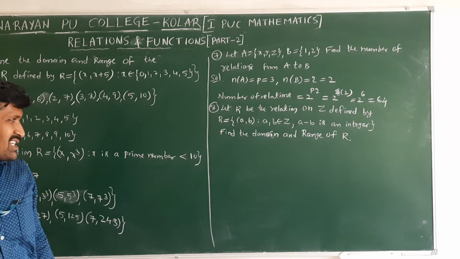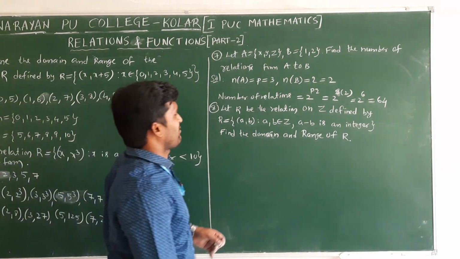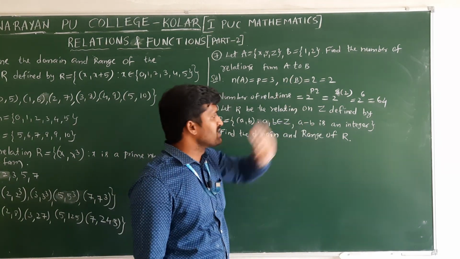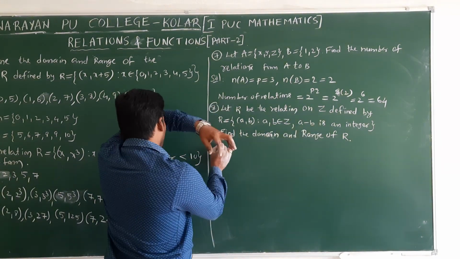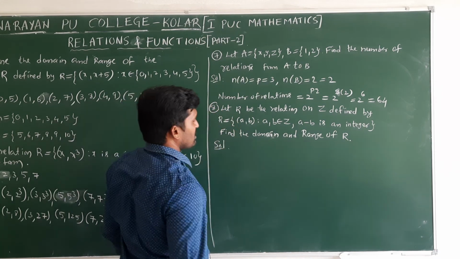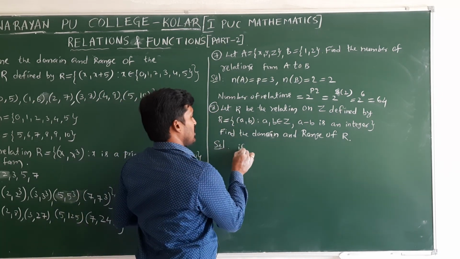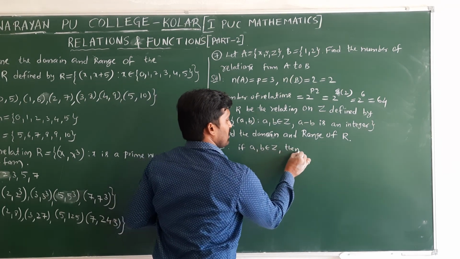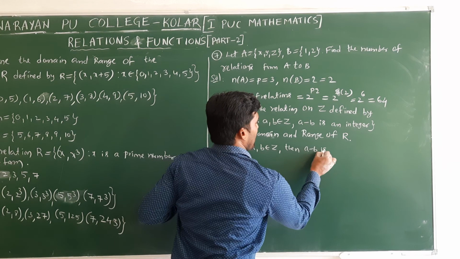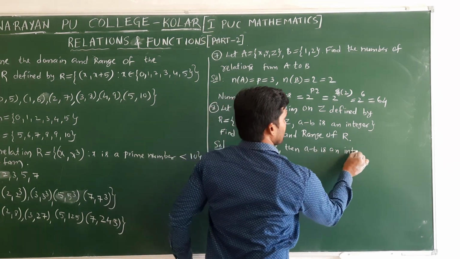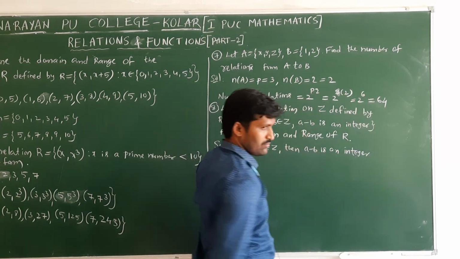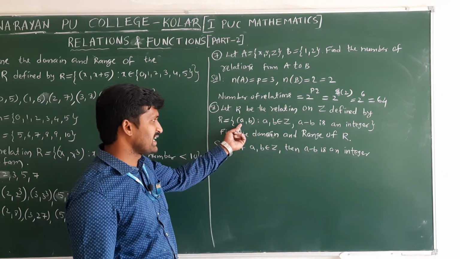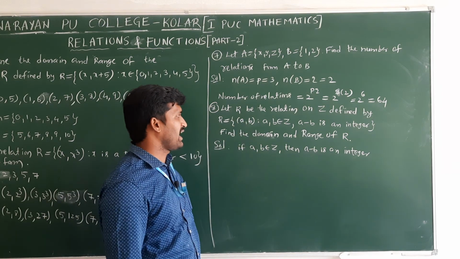Now, domain and range of capital R. Here what relation is given? A and B both are integers. A minus B we need to get an integer. Subtraction, whatever is there. Remember one thing: if A and B both are integers, then A minus B is also an integer. Domain and range we need to find out. Any value, A is an integer, correct? Set of integers will give A.